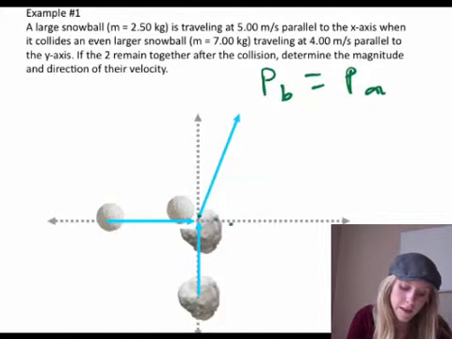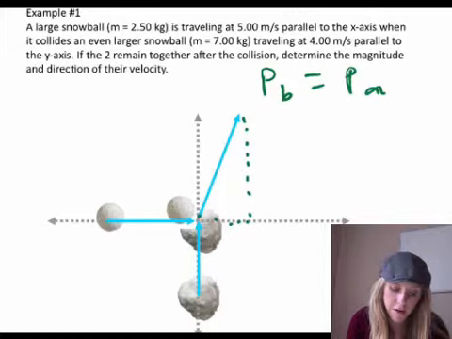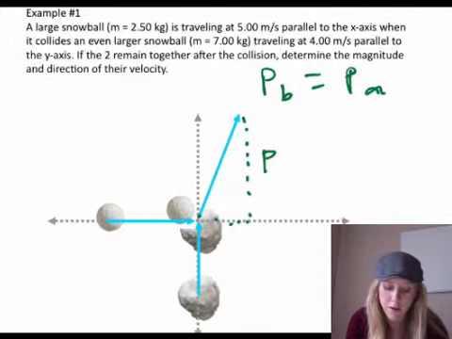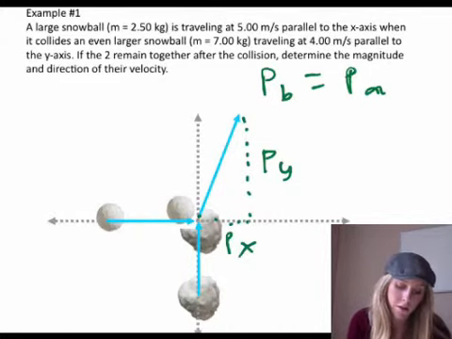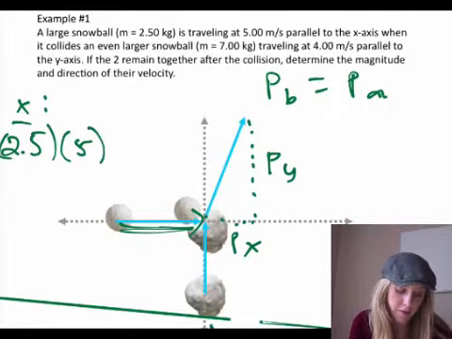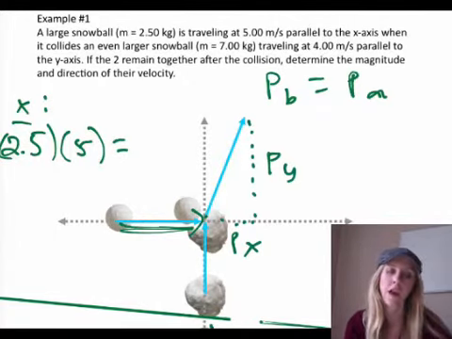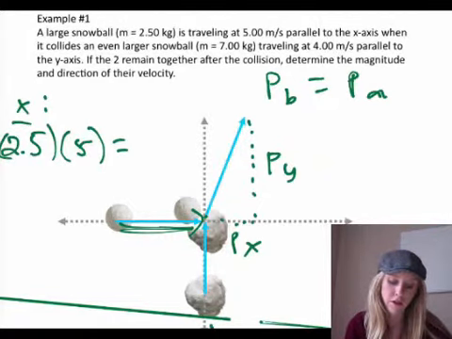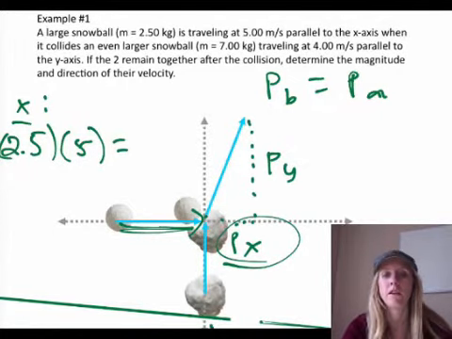So let's separate this into components for a second. They're stuck together, so this is the momentum of them in the y direction, and this is the momentum of them in the x direction. In the x direction overall, before the collision, we only had this one. So that momentum is 2.5 times 5, and that's the only momentum in the x direction before the collision. And then after the collision, the momentum in the x direction is just this component, which is the momentum of them stuck together in the x direction.